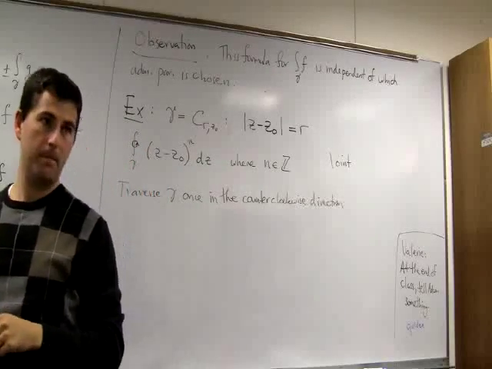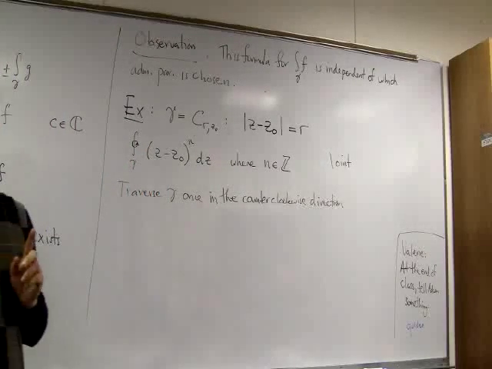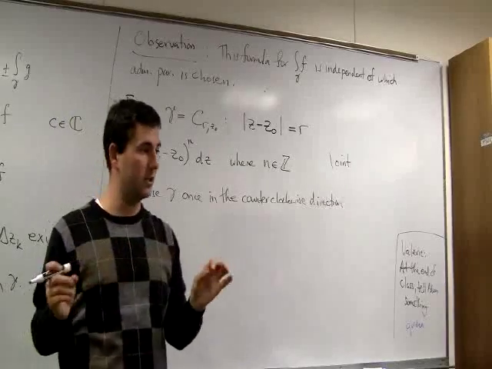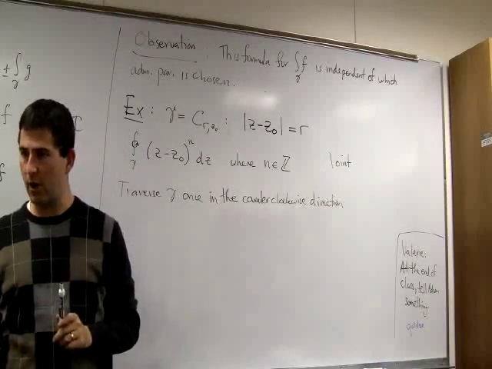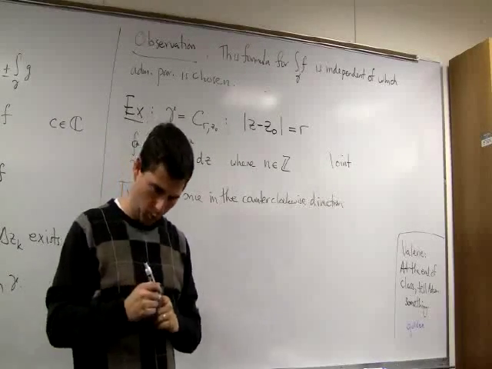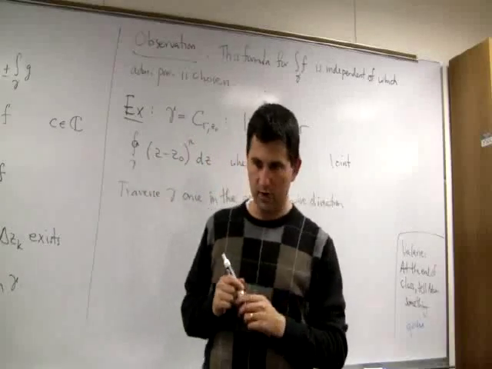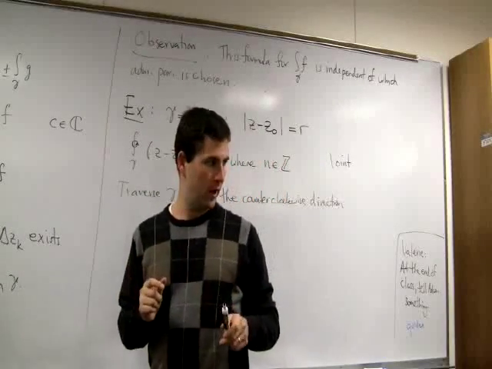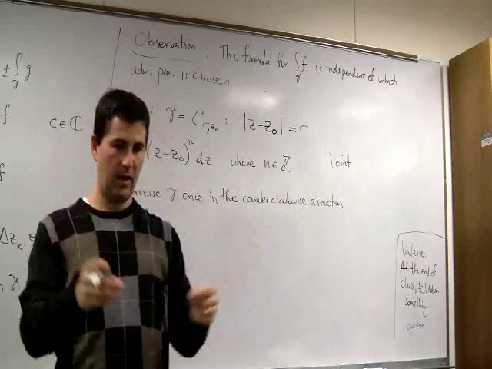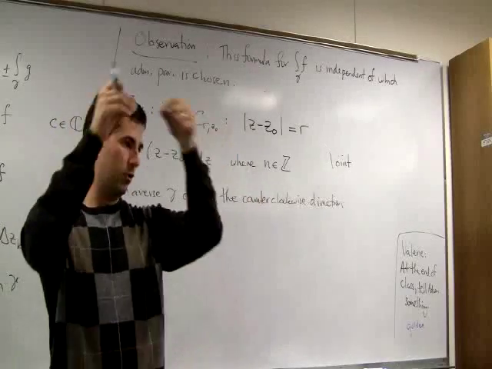Subtract z naught. Almost. Add z naught. We add z naught, which is actually what we had to do on this problem last week on the homework, where you wanted to show that e to the z was 1 to 1 in any neighborhood of any circle of radius 2 pi.